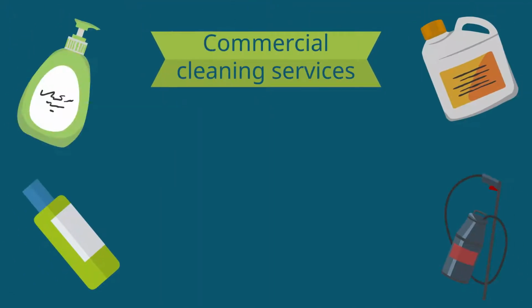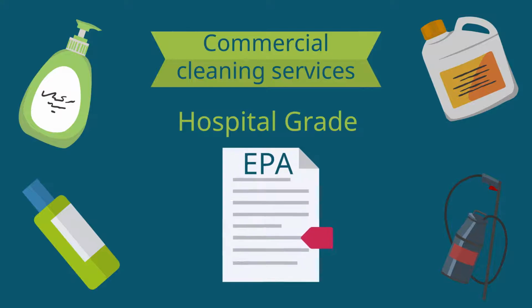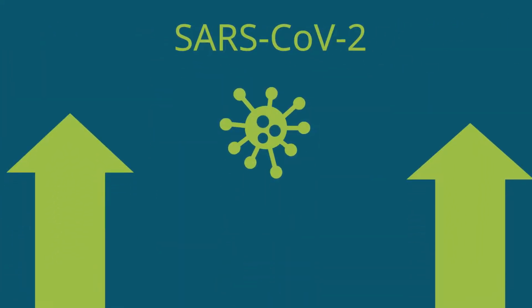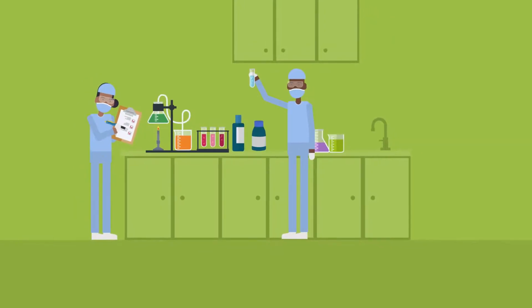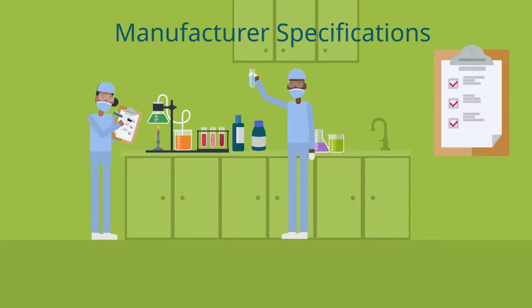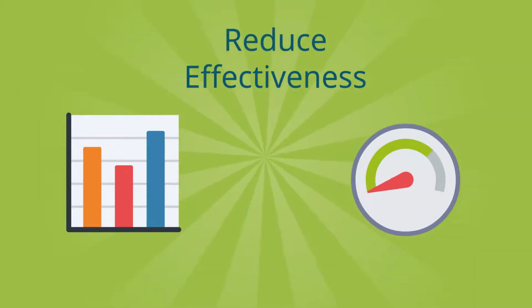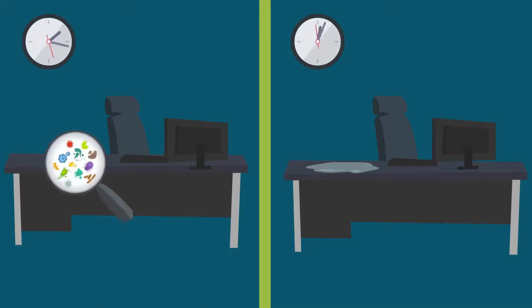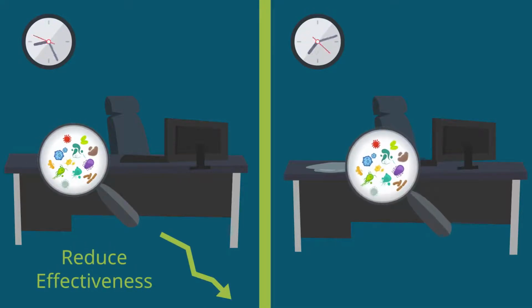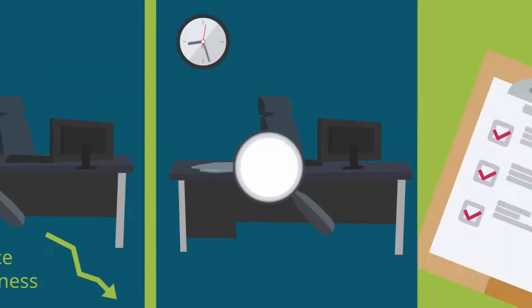Commercial cleaning services should use hospital-grade, EPA-registered disinfectants that are effective in mitigating the effects of SARS-CoV-2, the virus responsible for COVID-19. Disinfectants should be prepared and used according to the manufacturer's specifications. Using the incorrect concentration levels can reduce effectiveness. Failing to leave surfaces wet for the required amount of dwell time can also reduce effectiveness because surfaces need to remain wet long enough for the product to deactivate pathogens.